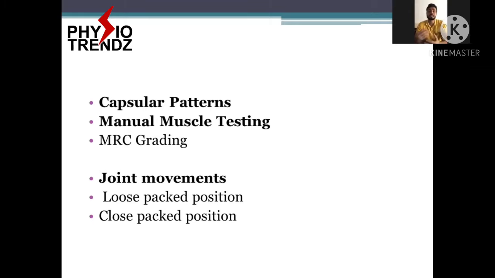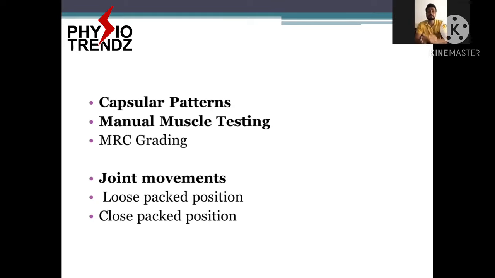Grade 4 is against gravity, full range of motion with minimum resistance, and grade 5 is against gravity, full range of motion with maximum resistance. Now the point comes: how to determine whether this is minimum resistance or maximum resistance. So in that, two things can be done.